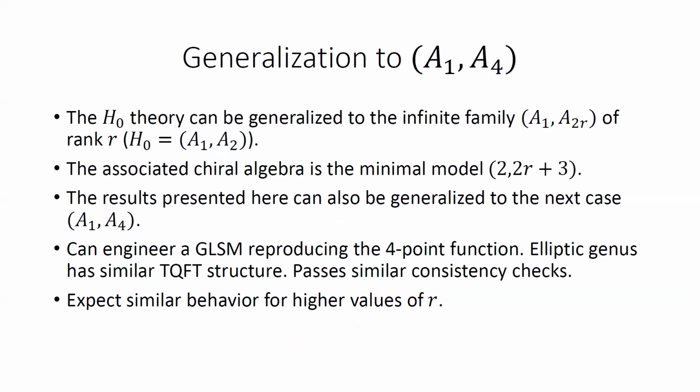We at least checked that you can reproduce, you can generally predict at least to the A1, A4 case. And it works very similarly. You can find GLSMs and engineer the 4-point function. The elliptic genus has a similar TQFT structure, and many of the things I mentioned seem to work out also in that case. We expect it to behave similarly for higher values of R, but we haven't checked it explicitly.